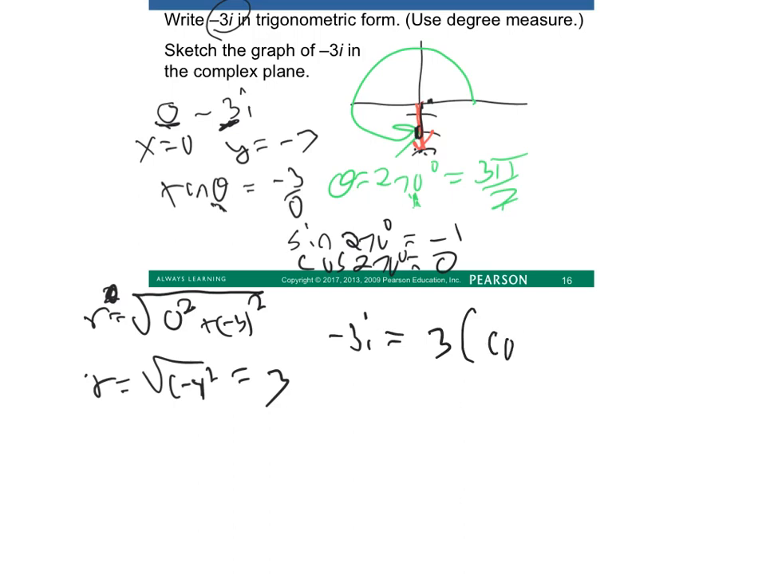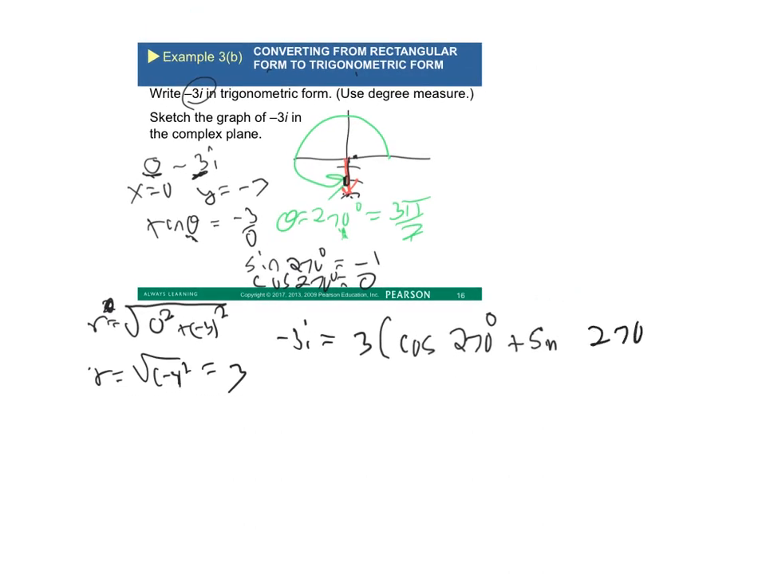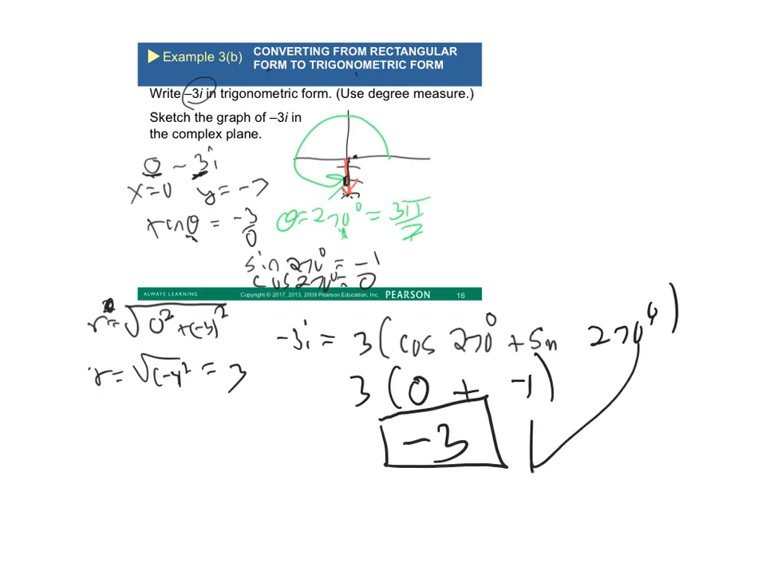So negative 3i is equal, in trigonometric form, to 3 times cosine of 270 degrees plus i sine of 270 degrees. And we already did the answer. That would turn into 3 times 0 plus sine of 270, which is negative 1. Final answer: negative 3. It simplifies all the way out. All the trig disappears.